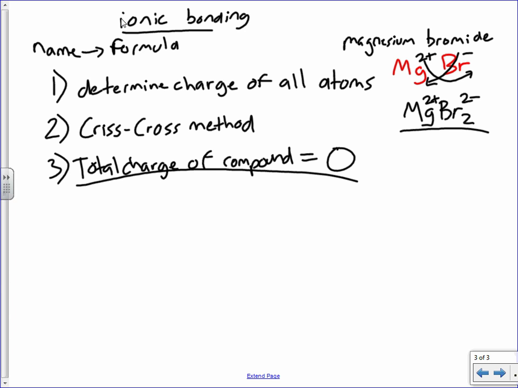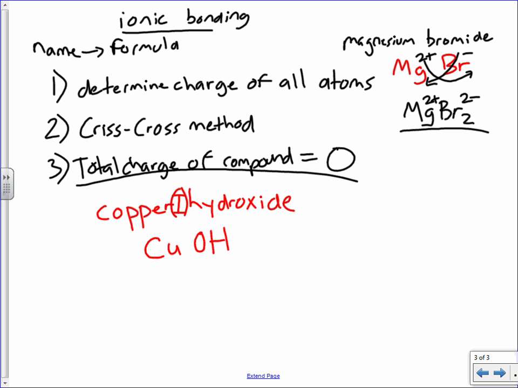All right. Let's say we have, let's do a polyatomic. Copper hydroxide. Okay. Our cation is copper, Cu. Copper 1 hydroxide, I'm sorry. Our anion is hydroxide, OH. That's a polyatomic. Okay. Step 1, determine the charges. Hydroxide, if I look at my polyatomic ion sheet, I can see that it's a negative charge. Copper 1 has a plus charge. If we crisscross, we just get 1 as the subscript for both, so we're good. Copper hydroxide is just CuOH.